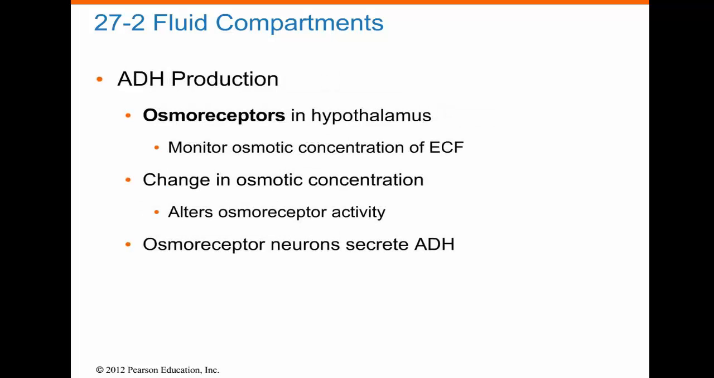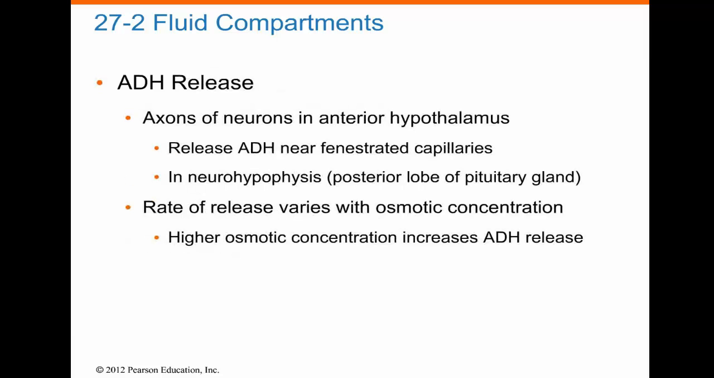Antidiuretic hormone production results from the osmoreceptors in the hypothalamus. The hypothalamus is part of the brain, and it monitors the osmotic concentration of the extracellular fluid. Changes in osmotic concentration alter the osmoreceptors' activity. The osmoreceptor neurons secrete antidiuretic hormone, which is released by the axons of the neurons in the anterior hypothalamus.